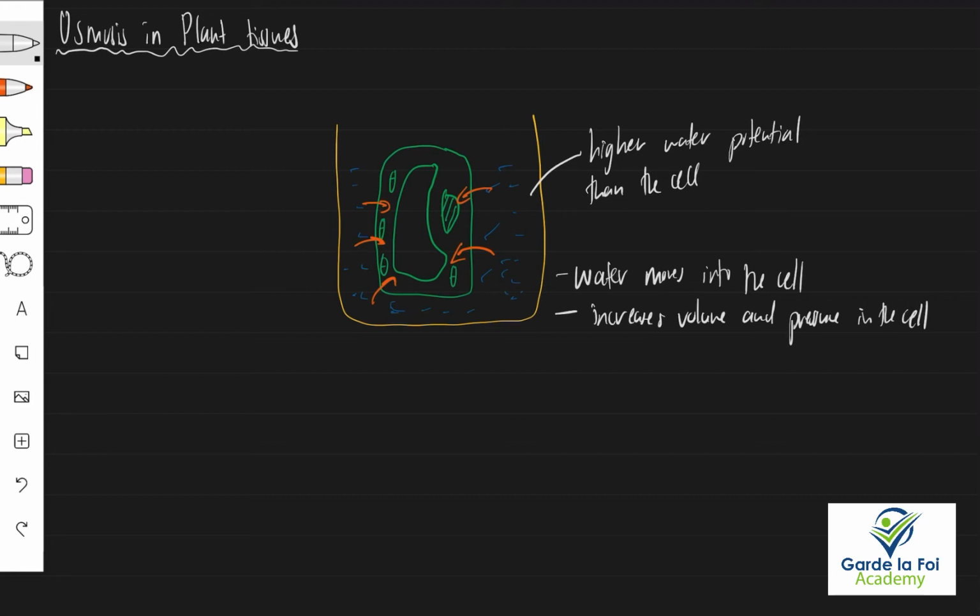Then, therefore, the cell now becomes firm. It becomes firm because of the increased pressure and the volume inside of it. As such, we see now the cell has become turgid. And this is the whole concept of turgid cells.